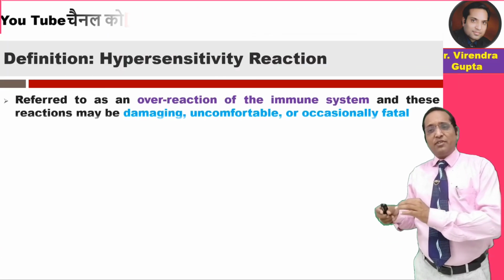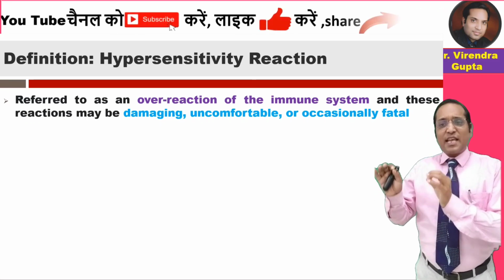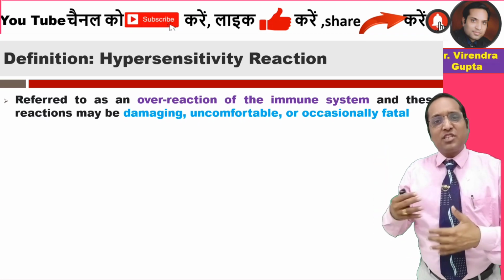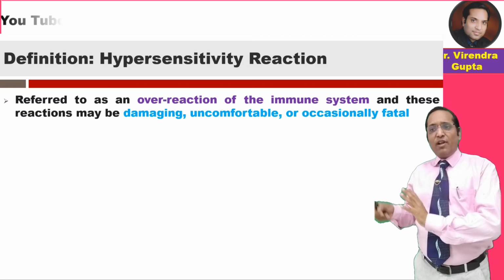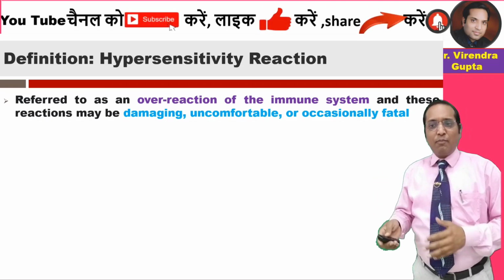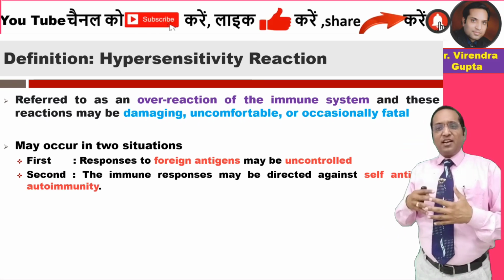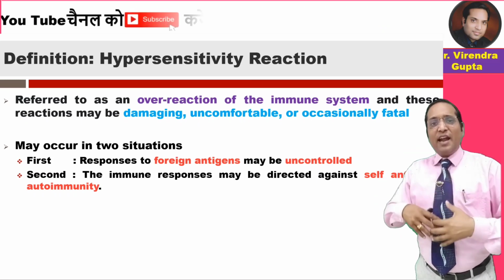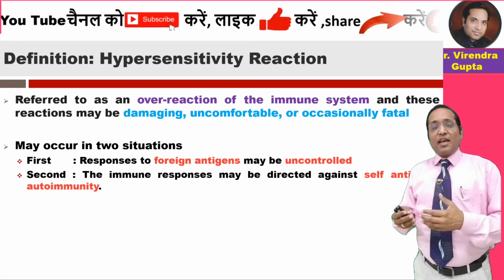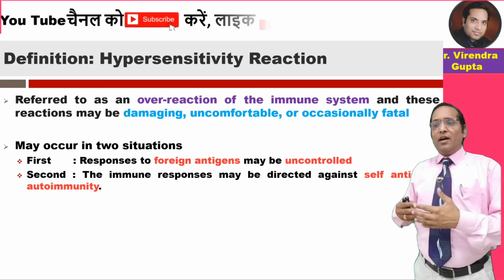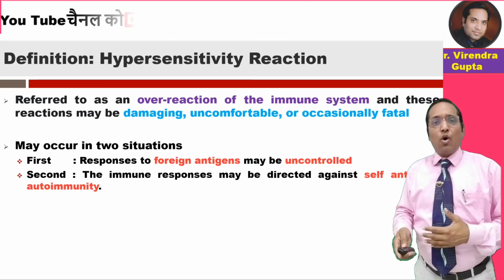So guys, starting with the hypersensitivity reaction, it is referred to as an overreaction of the immune system, and these reactions may be damaging, uncomfortable or occasionally fatal to the patient. It may occur in two situations: firstly, if a foreign antigen enters the body and the response is uncontrolled, or secondly, where the immune response is directed against the self antigen, which is known as autoimmunity.